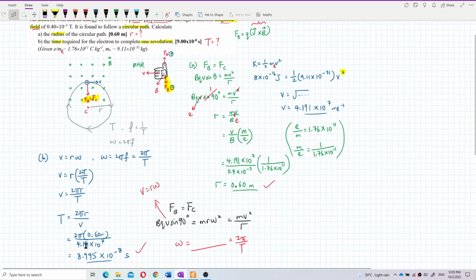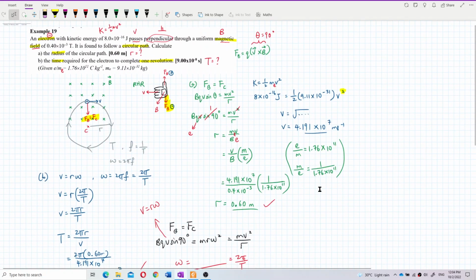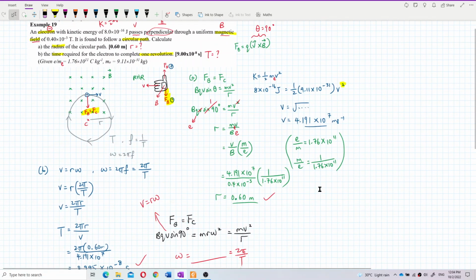But this is a simpler way. It's just circular motion, back to your first semester. V equals R omega, and omega is 2 pi f, or 2 pi over period. Or you find the frequency first; once you have the frequency, which is 1 over period, you can get the period from it also. It's the same thing. So that's all for these questions. Very simple questions. Okay, bye.